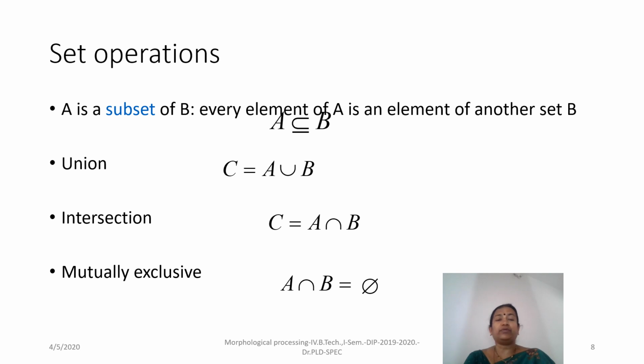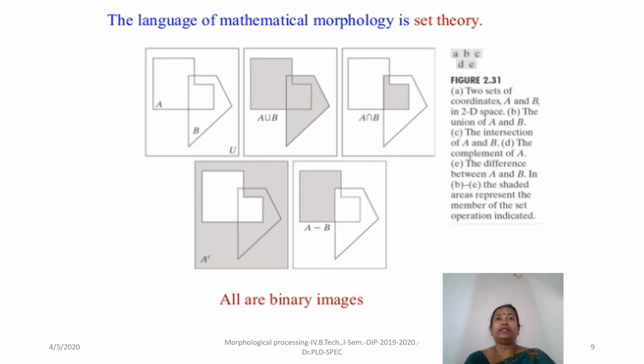Mutually exclusive: A intersection of B is always a null. Then, the language of mathematical morphology is set theory. In this, you can see all are binary images only. A and B are two different types of objects, and this is how you represent those set theory concepts on these two objects, A and B.